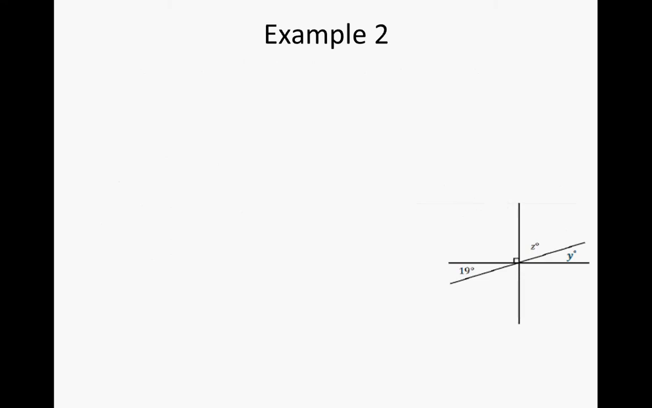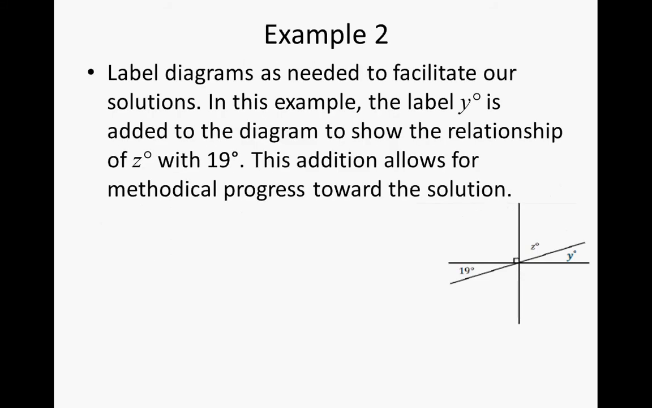Alright, let's take a look at example 2. Label diagrams as needed to facilitate our solutions. In this example, the label Y degrees is added to the diagram to show the relationship of Z degrees with 19 degrees. This addition allows for a methodical process toward a solution.